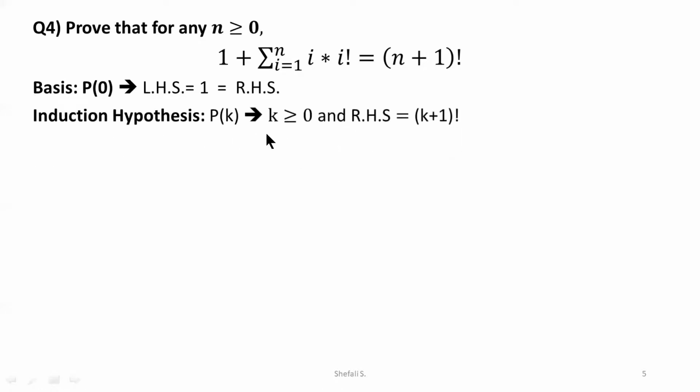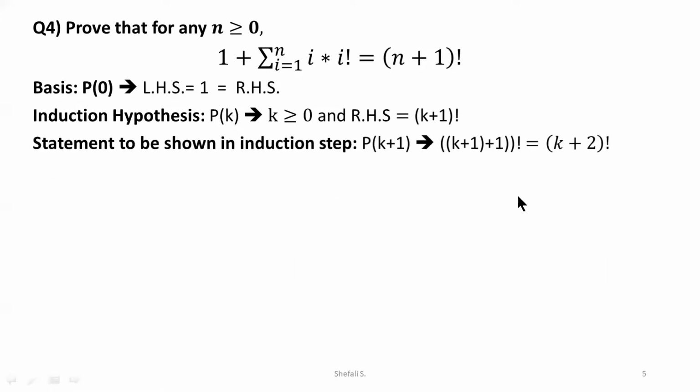So again, go for the hypothesis P of k. For k, you need to mention this. This particular mentioning is very compulsory. So k is greater than or equal to the base value which you have considered for P of 0. For the right hand side, you can make the hypothesis which is equal to k plus 1 factorial.